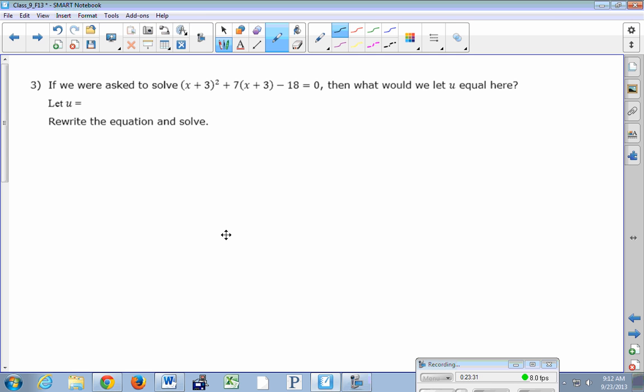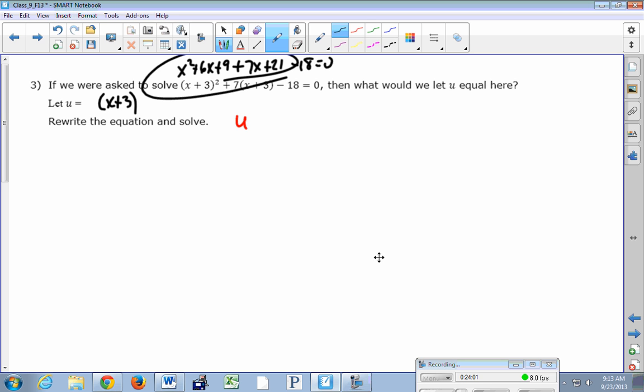So if you were to do this out the long way, this first one would be x squared plus 6x plus 9 plus 7x plus 21 minus 18 equals 0. And then you do all your combining of like terms and you'll get a quadratic. You can do it that way. But we're suggesting that you use a little u to substitute for x plus 3. So let's rewrite this with the u substitution. Instead of x plus 3 squared, I'm using one single letter called u. So that's going to look like u squared. And then instead of 7 times x plus 3, I'm going to call it u.